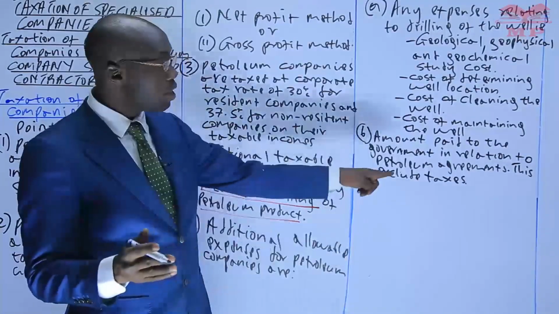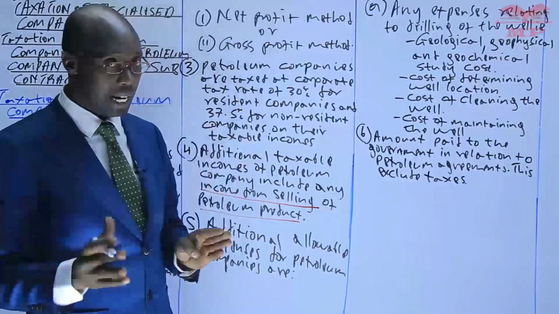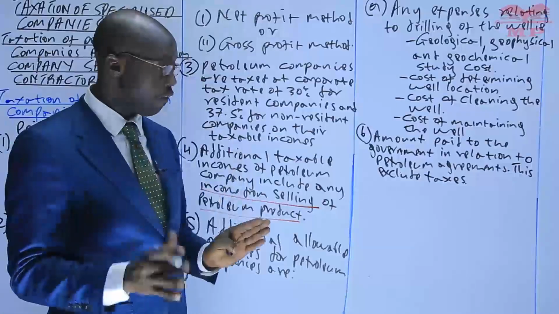But this should not include the taxes. Taxes are paid by all businesses. So that tax is not supposed to be an allowable expense. This we said for any kind of business.